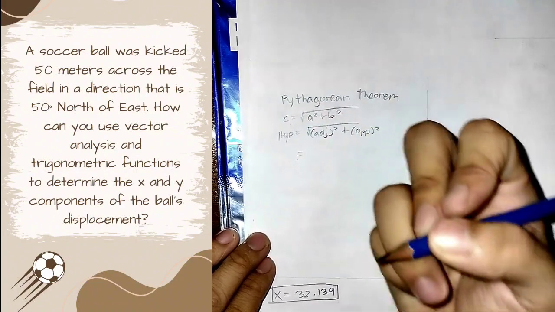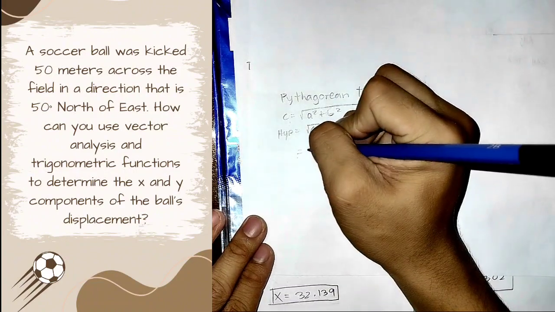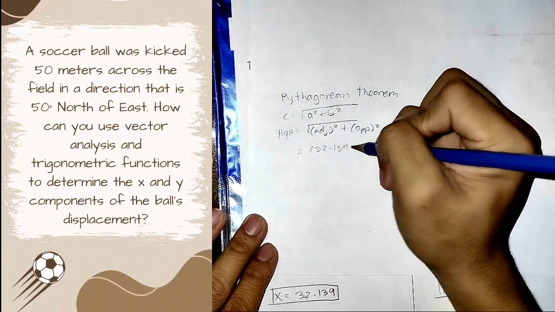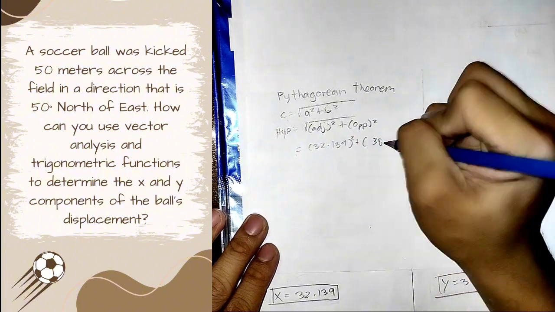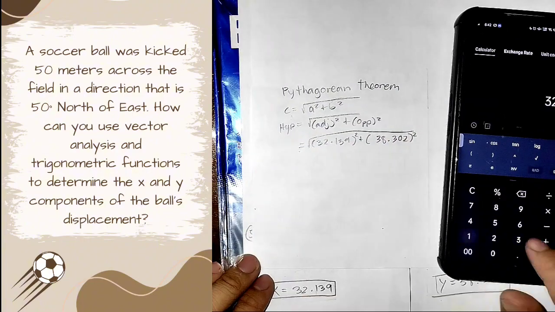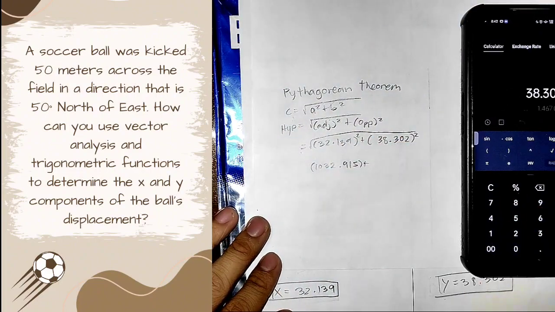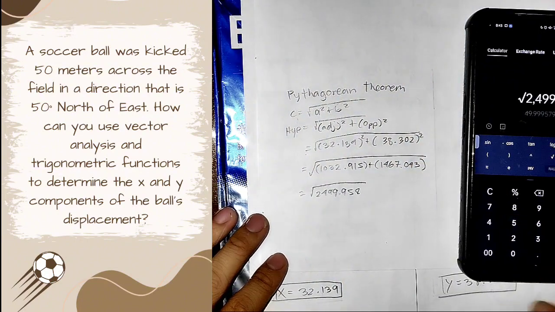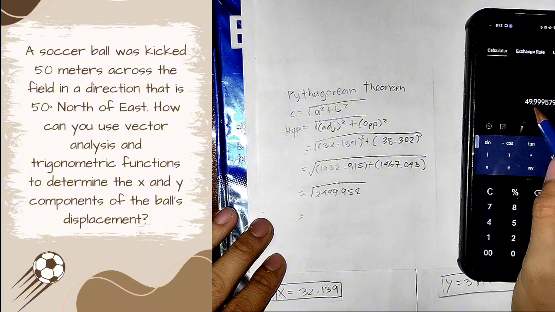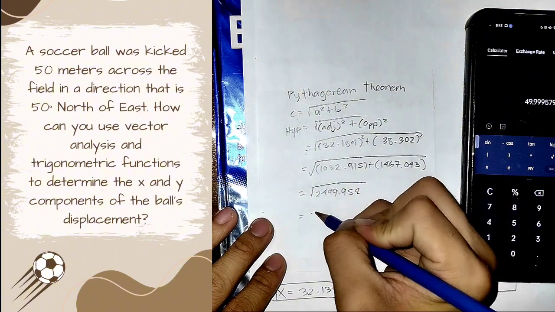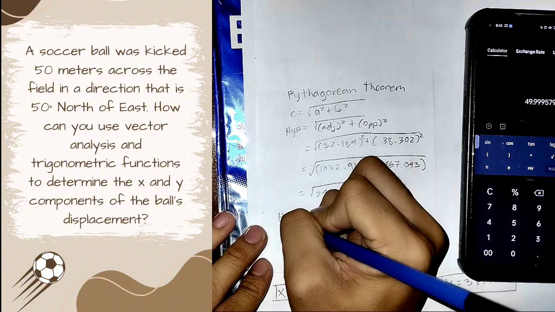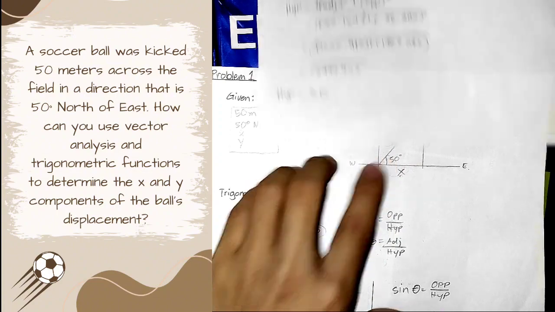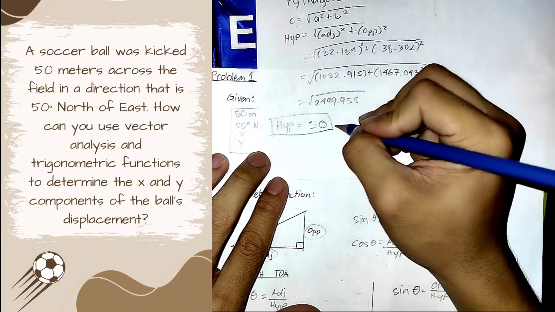To know if it's correct, the hypotenuse should be the same as in our problem 1. We will now substitute our x and y into the adjacent and opposite, or the a and b. So, our final calculation is 49.995 and so on, so we can round it off to 50. And let's check if it's the same. Yes, it is. Therefore, our calculation for x and y is correct.